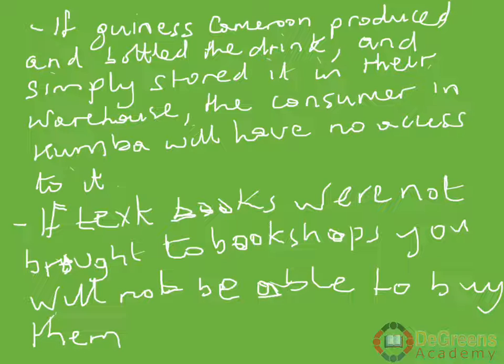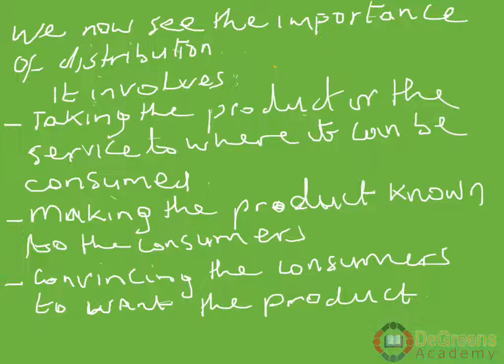So you see, if textbooks were not brought to bookshops, you would not be able to buy them. If I produce textbooks and keep them in my house, they will not be consumed. So the best place for me is to take them to bookshops, and a bookshop is the best place to make the textbooks available to the consumer. So we now see the importance of distribution.